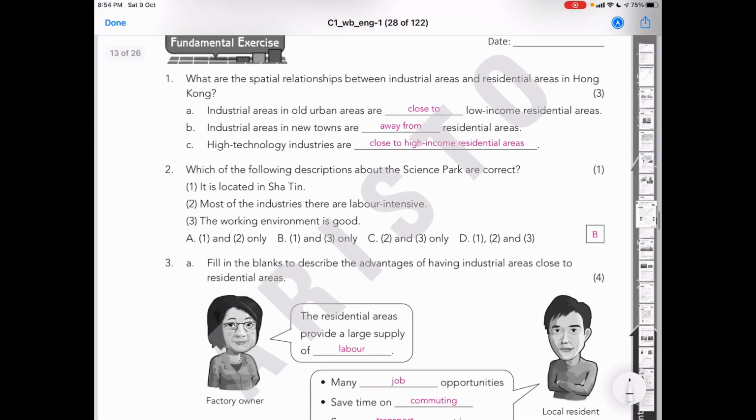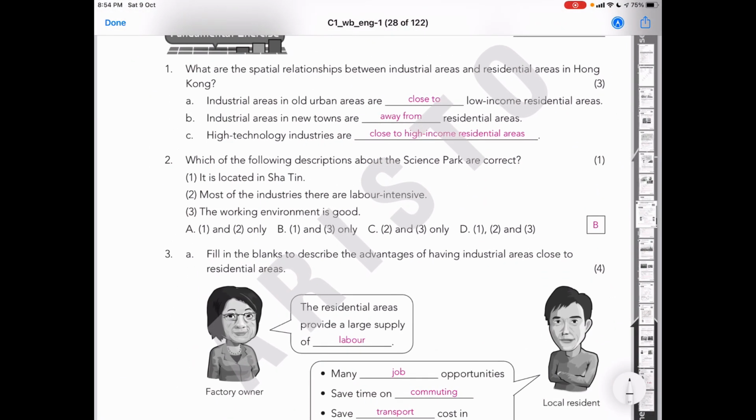And then for here, what is the interrelationship between industrial and residential areas? First of all, the industrial areas of the old urban areas are close to the low income residential areas. And how about the industrial areas in the new town? There is some buffer zone in between the residential areas. You can learn this in the case of Tai Po, okay. There's Tai Po Park which blocks the industrial area from the residential area to relieve the pollution, and so on and so forth, okay.